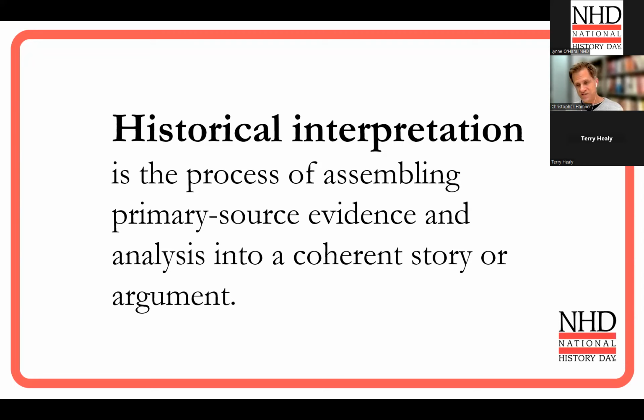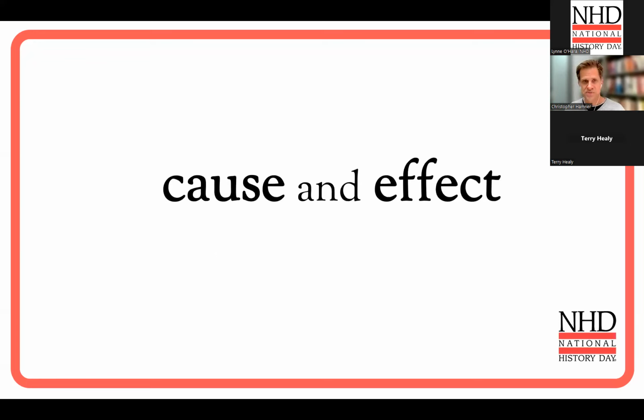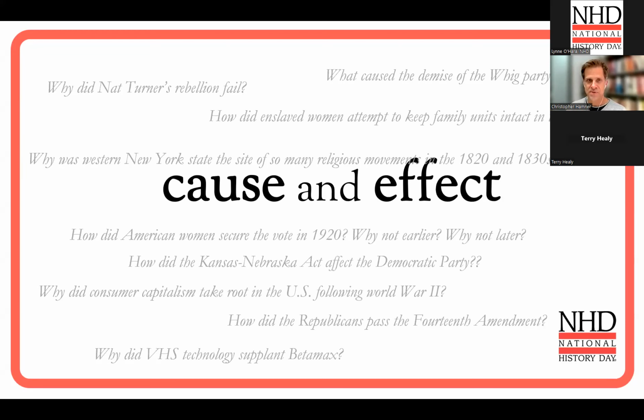So a nice definition of historical interpretation is the one that you see here: the process of gathering primary source evidence and then analyzing it to create some sort of coherent narrative or argument. That's what historians are doing most of the time. And so much of that kind of historical interpretation and historical argumentation revolves around the kind of change over time that is cause and effect, the how and the why of events and phenomena in the past.